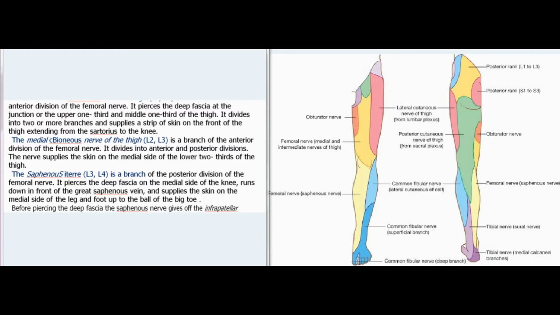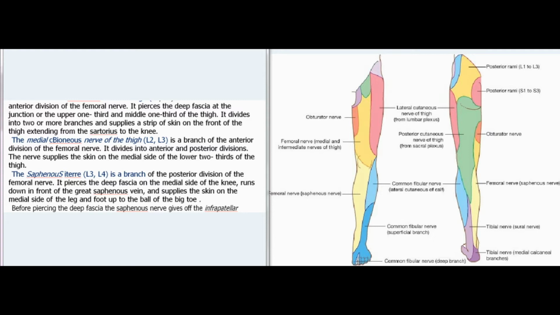The medial cutaneous nerve of the thigh, L2, L3, is a branch of the anterior division of the femoral nerve. It divides into anterior and posterior divisions. The nerve supplies the skin on the medial side of the lower 2/3 of the thigh.